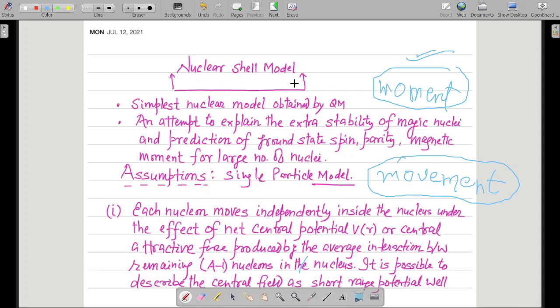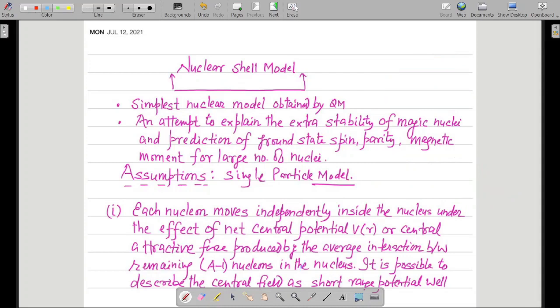So the motion of each nucleon is independent of the other A-1 nucleons. How the other A-1 nucleons are moving does not affect the way this nucleon will revolve around the center of the nucleus. That is the assumption of the single particle model. For more details, you should go to the previous lecture. I have discussed all these concepts in detail there.